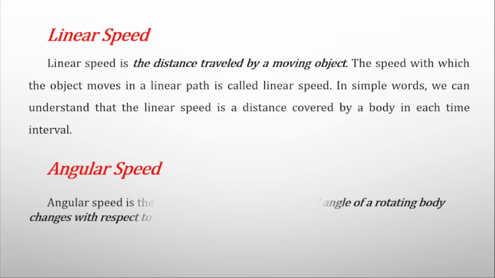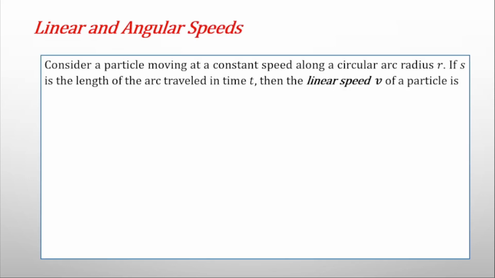Angular speed. Angular speed is the measure of how fast the central angle of a rotating body changes with respect to time. Consider a particle moving at a constant speed along a circular arc of radius r. If s is the length of the arc traveled in time t, then the linear speed of the particle is equal to arc length divided by time, which equals s over t, or equal to the radius times the central angle divided by the time.